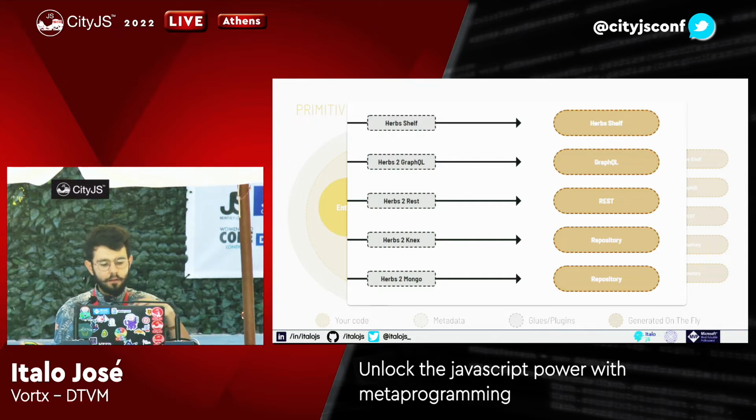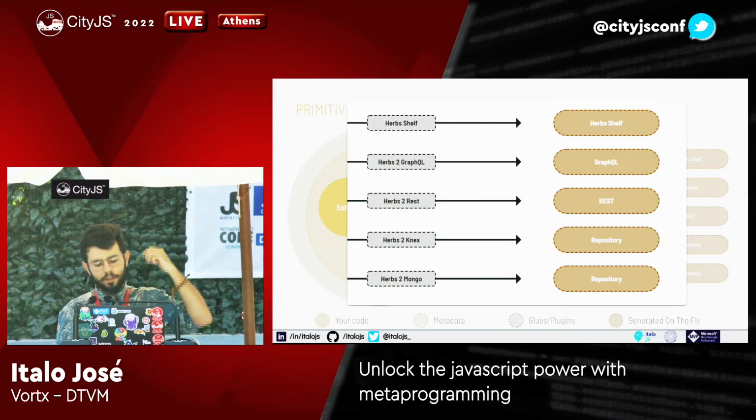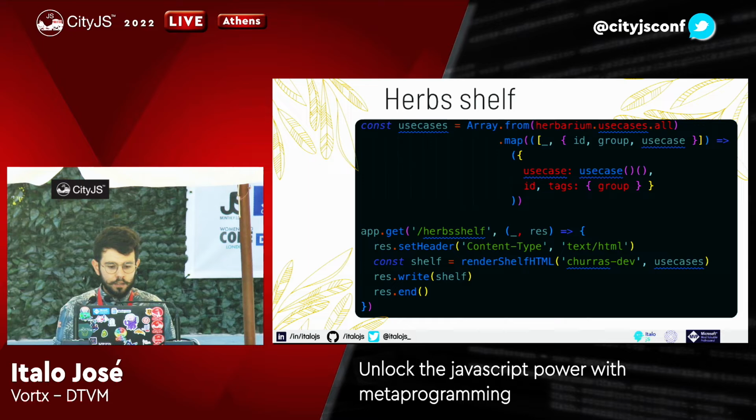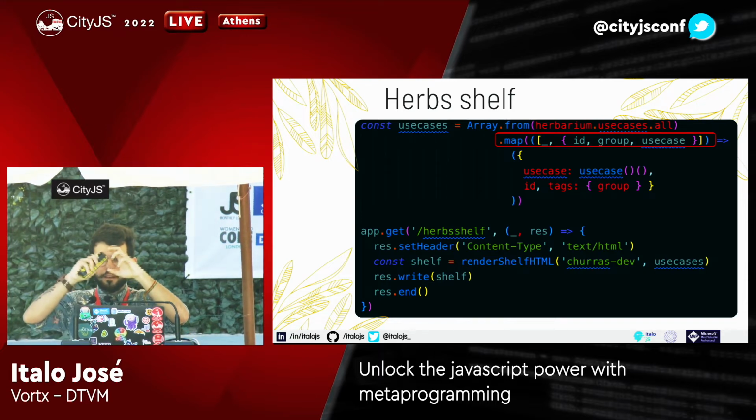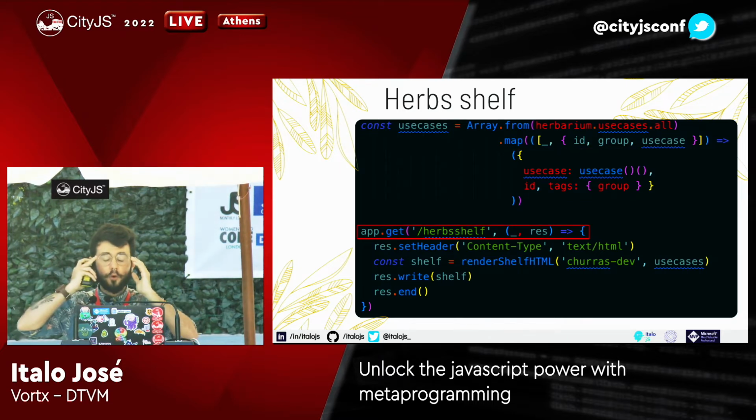So we have herbs to GraphQL. So we will read your use case and generate it for you the GraphQL layer. It's the same for the REST, Knex, Mongo, and others. So, for example, when you are implementing a glue, we read our use case. You could require it yourself, file by file, or using index.js. But you could use the herbarium because it's easier. You could do some queries inside your use case when you are using herbarium. So we could extract, for example, ID, the group that is the entity, and your use case. So we return an object, and we create a route.